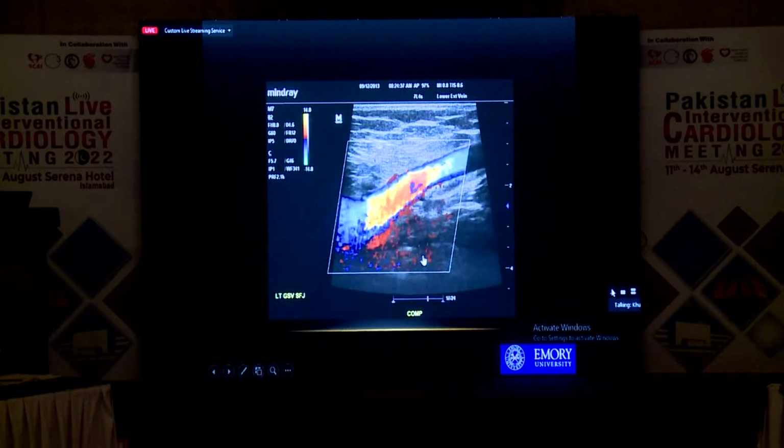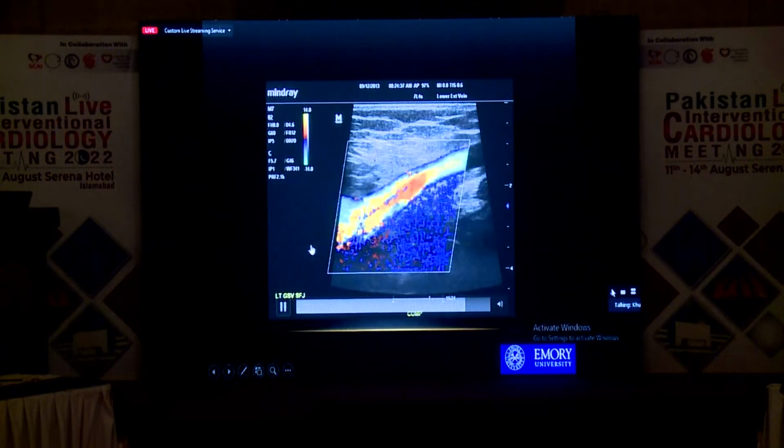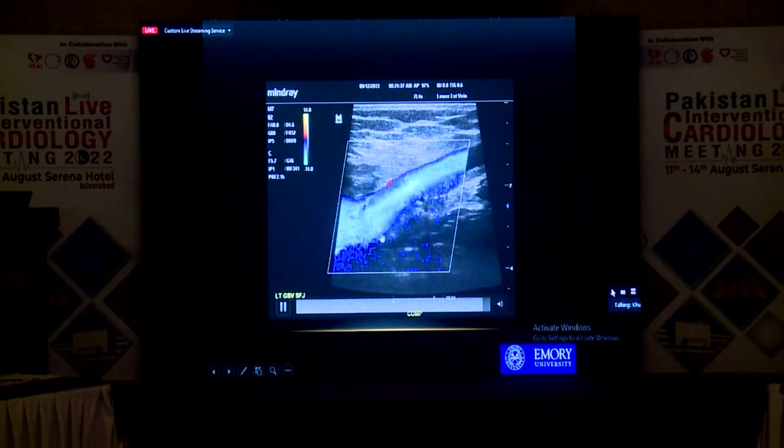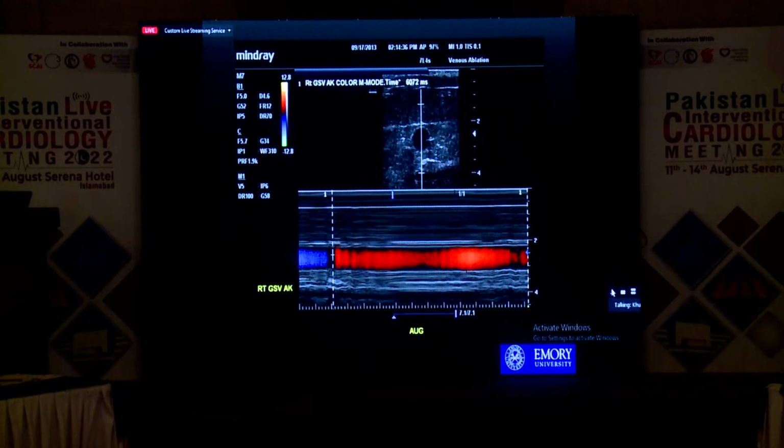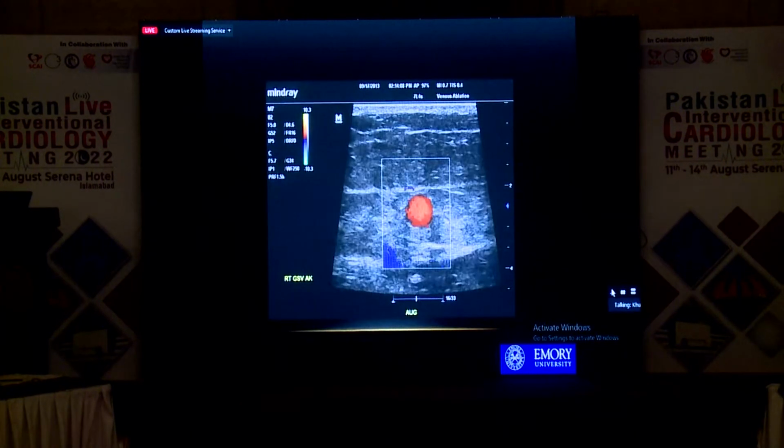This is how the color will look. Blue goes towards the head, red comes back. This is at the saphenofemoral junction. So the femoral vein is here, the common femoral vein is here, and this is the great saphenous vein which connects over there. And this is how it looks on the color Doppler. And this is a short axis view where you see blue going toward the head and red coming back.